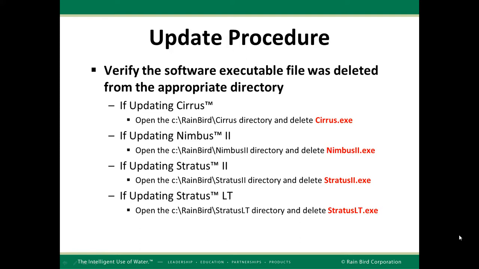Likewise, if you're updating Nimbus 2, you would go to the C:\Rainbird\Nimbus 2 directory, look for and delete the nimbus2.exe file. For Stratus 2, you'll want to go to the C:\Rainbird\Stratus 2 directory, look for and delete the Stratus 2 exe file. And lastly, if updating Stratus LT, go to the C:\Rainbird\Stratus LT directory and delete stratus.lt.exe.